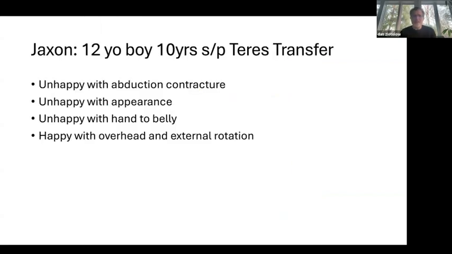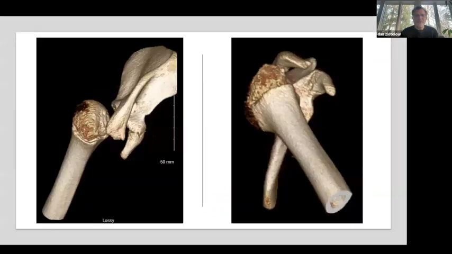What I'm doing now is this. Here's Jackson, one of my favorite patients. He's 12 years old, and 10 years ago, he had a teres transfer. But he's really unhappy with his abduction contracture. He's really unhappy with the appearance. He's unhappy with the fact that he can't pull up his pants or button buttons or tie his belt. But he is happy with his overhead, and he's happy with his external rotation. So is there any way we can possibly preserve while improving?